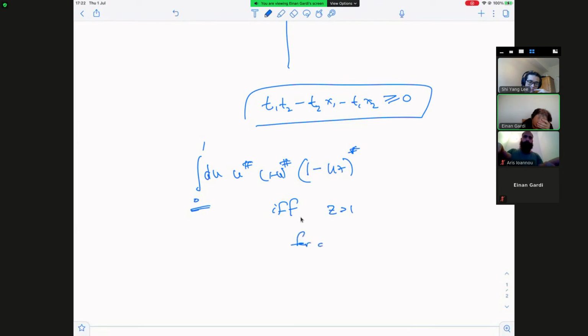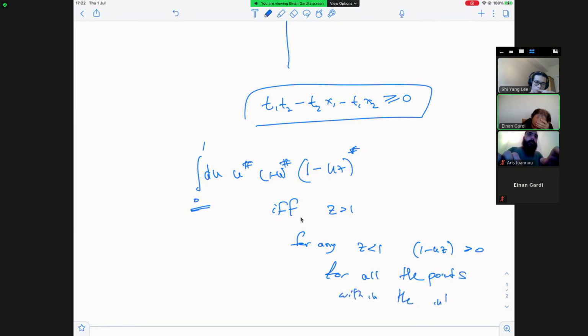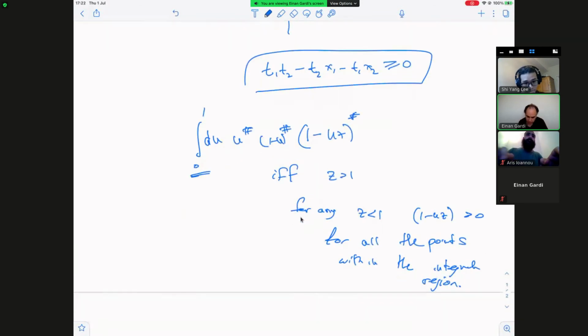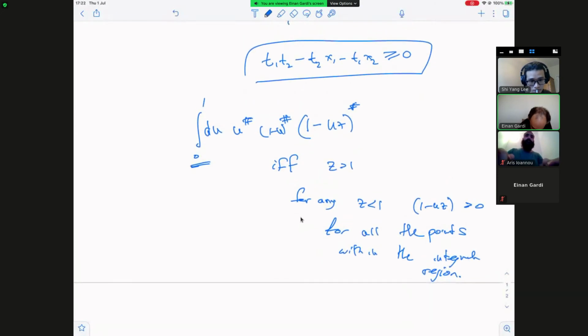So for any z in absolute value smaller than 1, in fact, for any z, let's take z real, for any z smaller than 1, the factor 1 minus uz is positive for all the points within the integration region. Okay? So now let's take the analogy for this quantity.